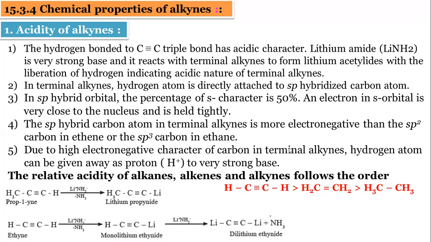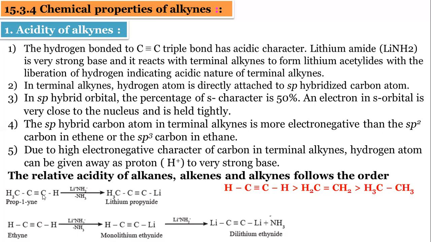Then I'm coming to the chemical properties. I will discuss one chemical property first: the carbon atom bonded to the terminal hydrogen is more acidic. This is already explained, because this triple-bonded carbon is more electronegative than the carbon present in alkenes and alkanes. So this hydrogen is more acidic. This is the first property, remember: the acidity of alkynes. The same explanation I have given.